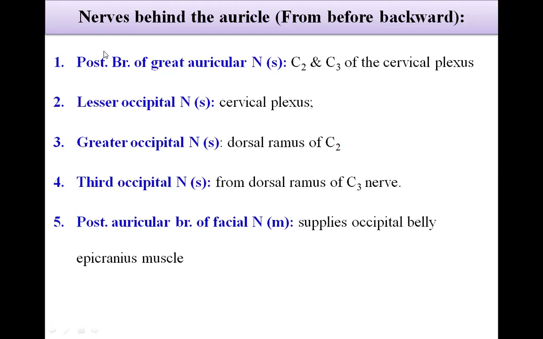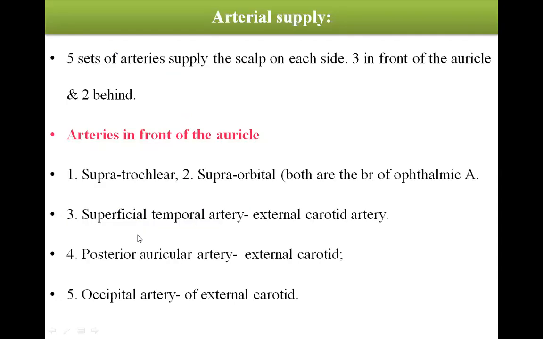So the posterior branch of the greater auricular nerve comes from the cervical plexus, the lesser occipital from the cervical plexus, the greater occipital nerve from the dorsal ramus of the second cervical spinal nerve, and the third occipital nerve from the dorsal ramus of the third cervical spinal nerve. So these are the nerves behind the auricle: posterior branch of the greater auricular nerve, lesser occipital nerve, greater occipital nerve, third occipital nerve, and the posterior auricular branch of the facial nerve.